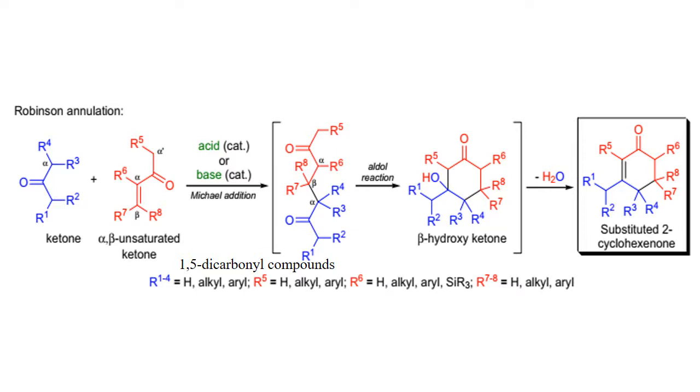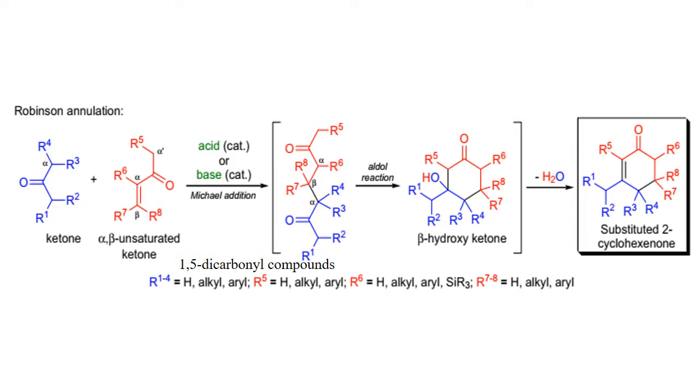This 1,5 dicarbonyl compound is subjected to intramolecular Aldol reaction. So this is intramolecular Aldol reaction, because both reacting partners are present within the same molecule. After Aldol reaction, it gives us beta hydroxyketone. See this one. Hydroxyl group is present at beta carbon with respect to the carbonyl carbon. This is alpha carbon and this is beta carbon. The product of Aldol reaction is beta hydroxyketone.